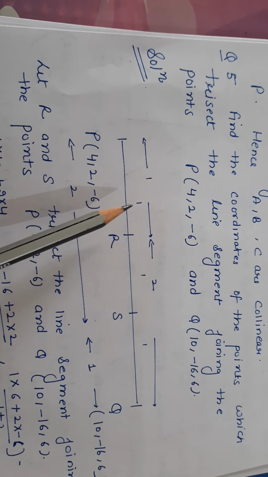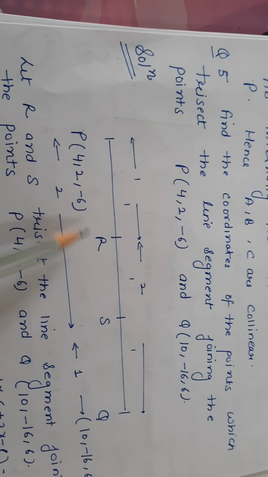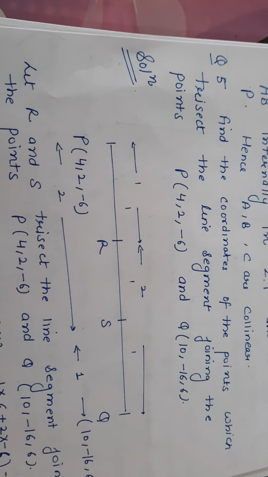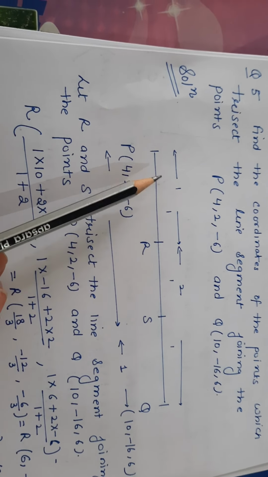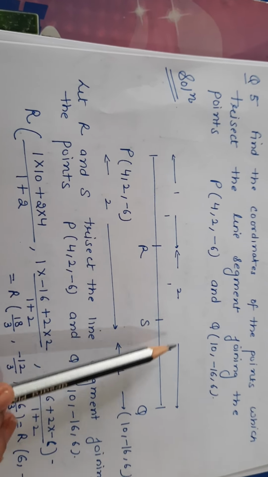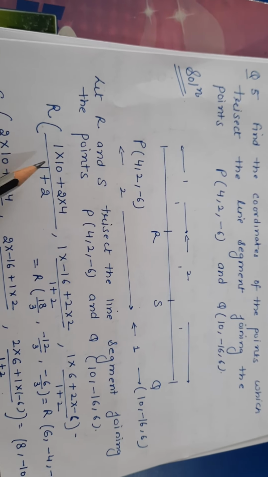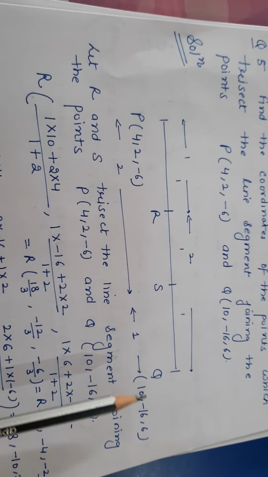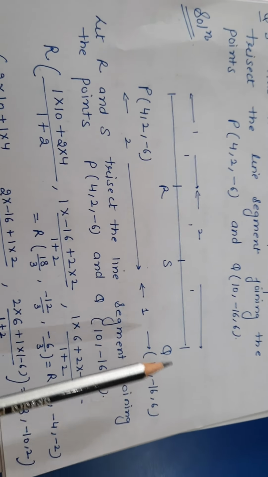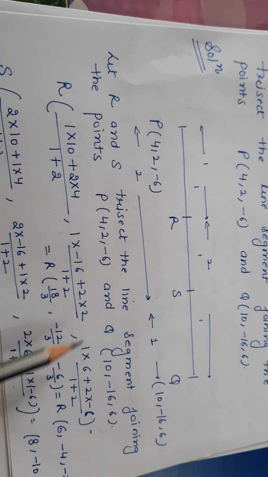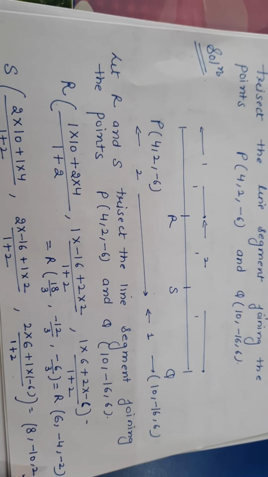Now for R point, first we'll write 1, 1, 1. 3 equal parts, the ratio will be same. So for R, your ratio will be 1 is to 2, and for S, this is 2 is to 1. So for finding R, your ratio is internal division 1:2. So apply the section formula: 1 into 10 plus 2 into 4 divided by 1 plus 2. Now 1 into minus 16 plus 2 into 2 over 1 plus 2. And 1 into 6 plus 2 into minus 6 divided by 1 plus 2. So on solving, the coordinate will be 6, minus 4, minus 2.